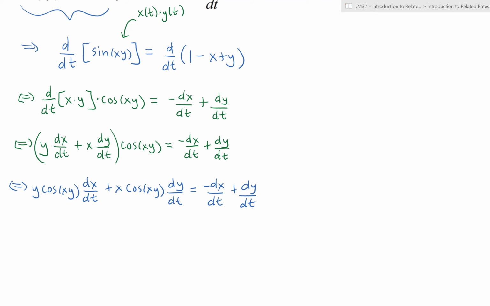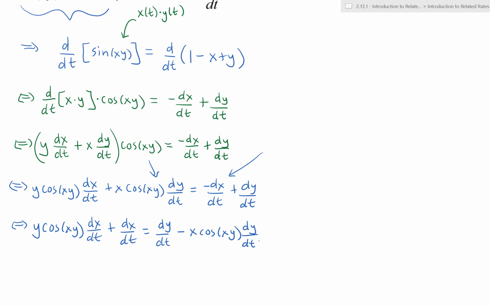So I'm going to bring my dx/dt terms to one side, my dy/dt terms to the other side. I'm going to add the dx/dt to both sides, to give on the left-hand side y times cosine of xy dx/dt plus a dx/dt. And then right here, I'll subtract the x cosine of xy dy/dt on both sides to get on the right-hand side dy/dt minus x times cosine of xy times dy/dt.